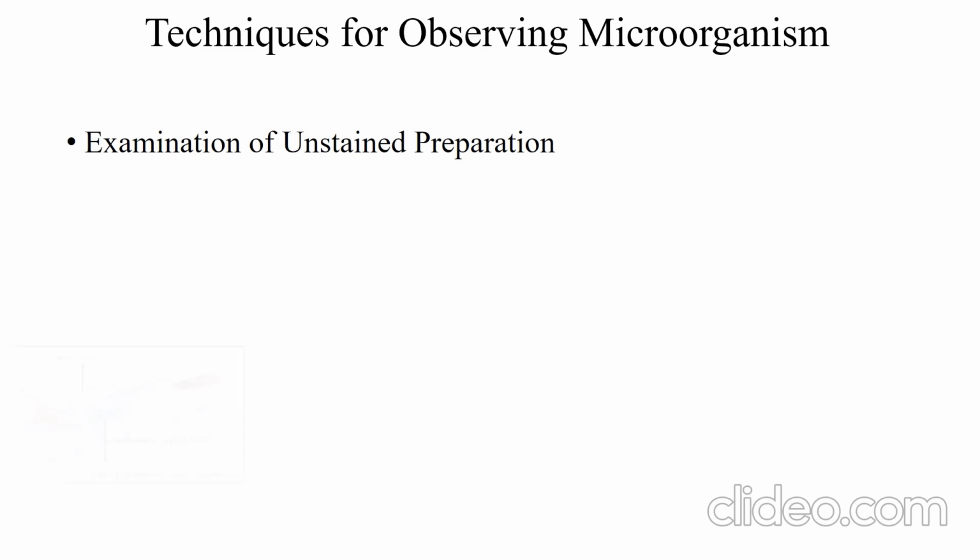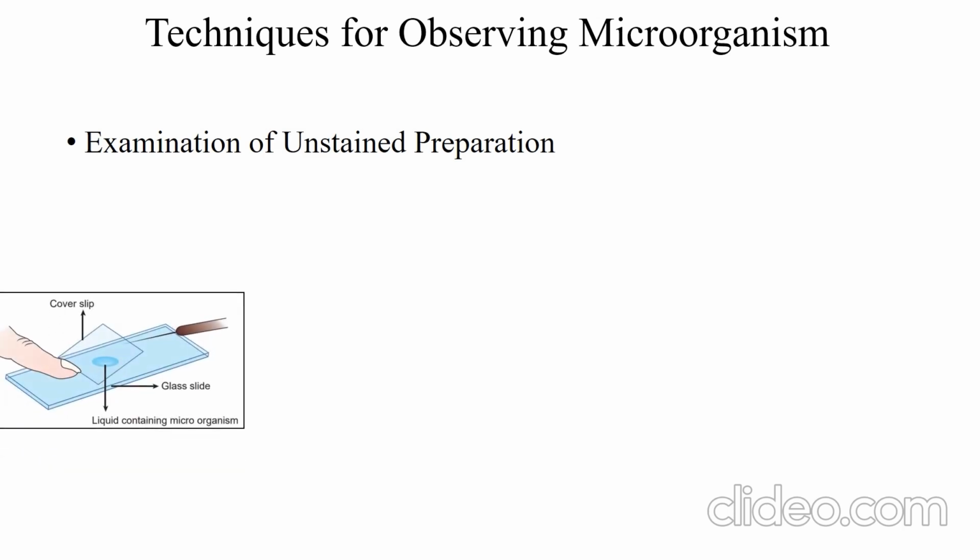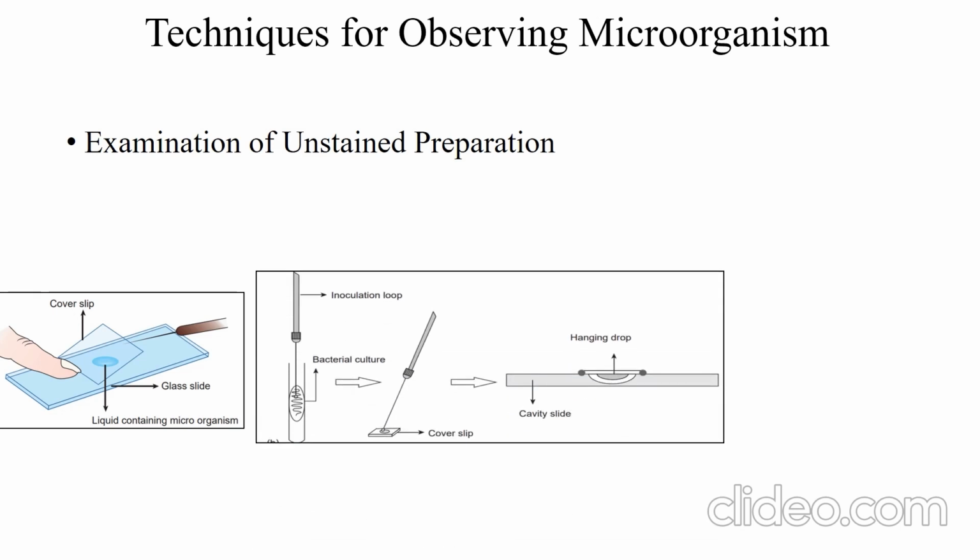The second technique is the hanging drop technique, for which we need a cavity slide, otherwise said to be a concavity slide, then a micro cover slip and a broth. The broth should be placed as one drop on a cover slip. Then at the four corners we place Vaseline on the cover slip. The concavity slide should be inverted onto the cover slip, so that when you turn the slide back, the drop will be hanging from the cover slip.